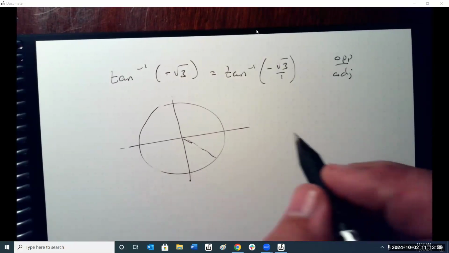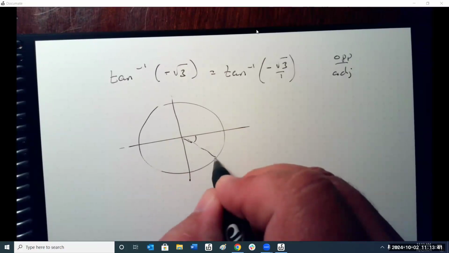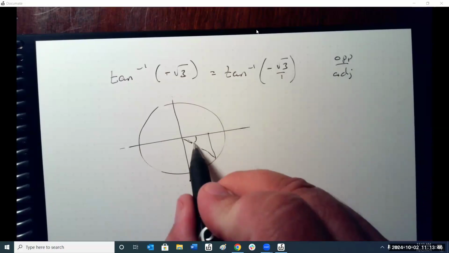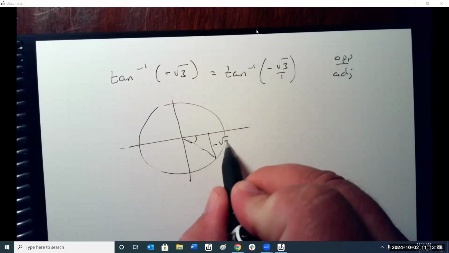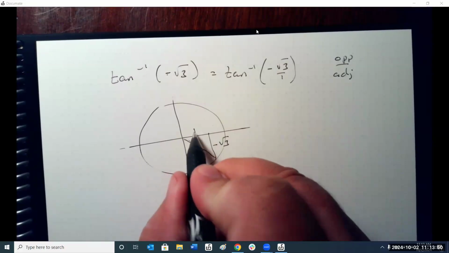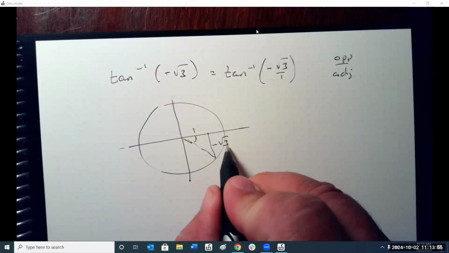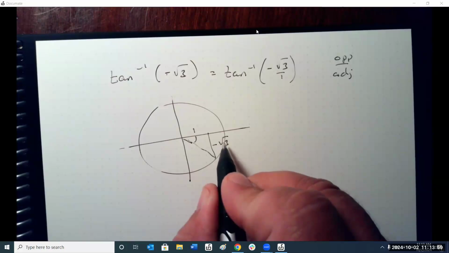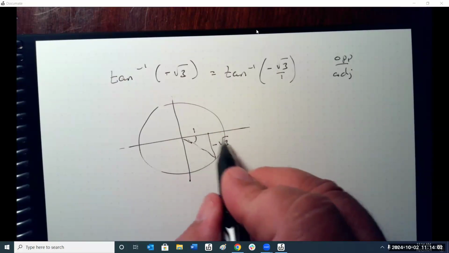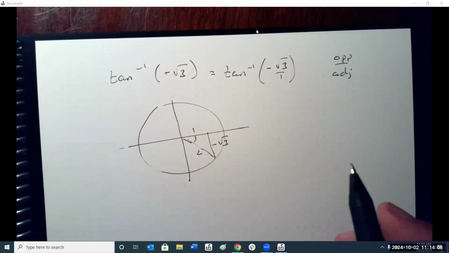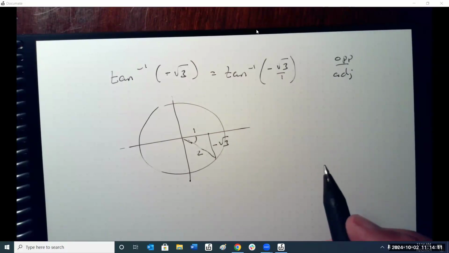Here's your angle. So opposite is negative radical 3. Adjacent is 1. Radical 3 squared is 3. 1 squared is 1. 3 plus 1 is 4. Square root of 4 is 2. We use quadratic formula for that. Or Pythagorean theorem, sorry.